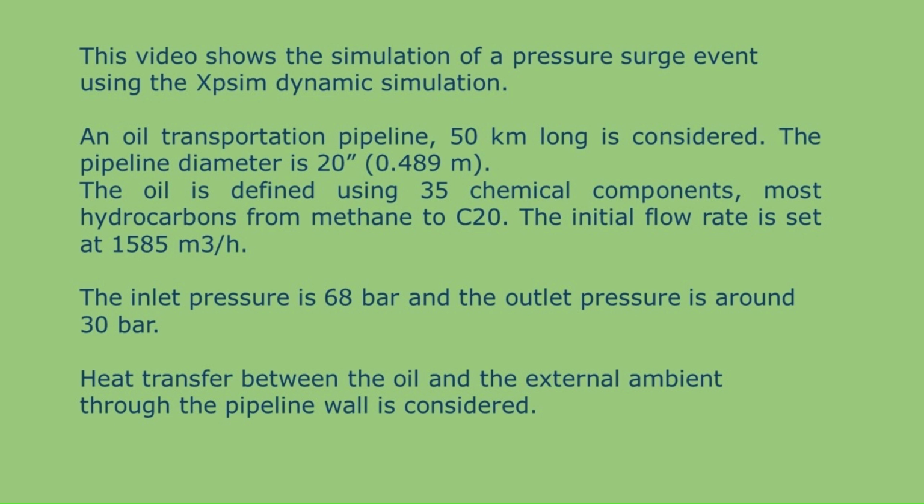The initial flow rate is set at 1,585 cubic meters per hour. The inlet pressure is 68 bar and the outlet pressure is around 30 bar. Heat transfer between the oil and the external ambient through the pipeline wall is considered.